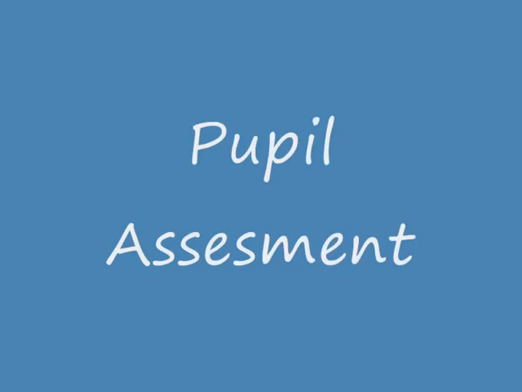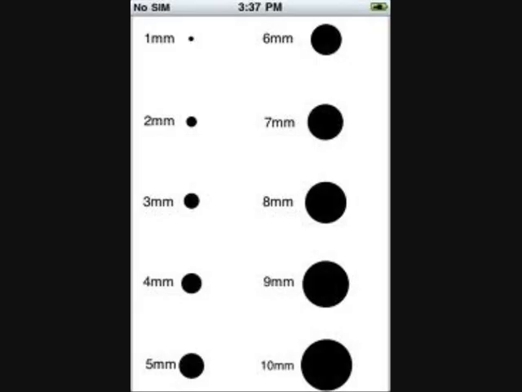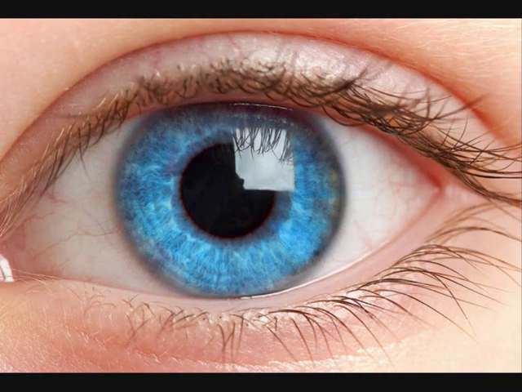When assessing pupils, you are looking at the size, shape, reactivity to light and comparison of one pupil to the other. Both pupils should be the same shape, size and react equally to light. Normally, both pupils are the same size, between 2 and 6 millimeters. Pupils can be described according to their size in millimeters or by description, for example, pinpoint or dilated. Pupils are normally round in shape, but there are some abnormalities that can be seen, such as oval.